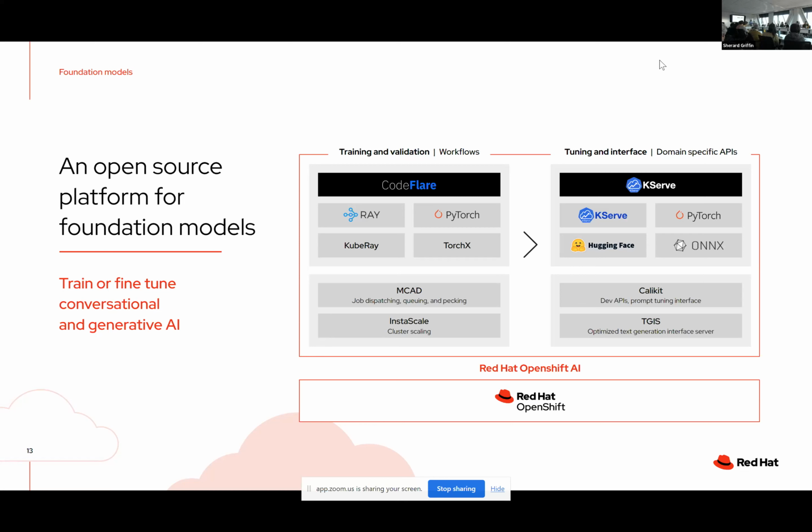On the other side of this, the right side, is tuning and inferencing. On the tuning and inferencing side, we have a couple of technologies that we focus on. I don't know if you all are familiar with KServe. Have you guys heard of KServe before? KServe is an open source project. It actually came out of Kubeflow. Are you guys familiar with Kubeflow?